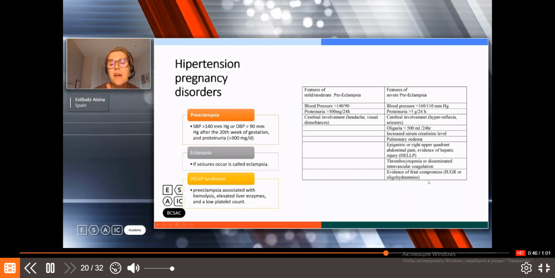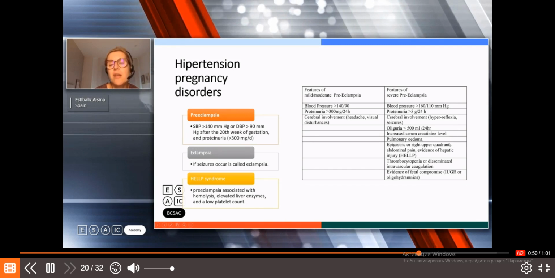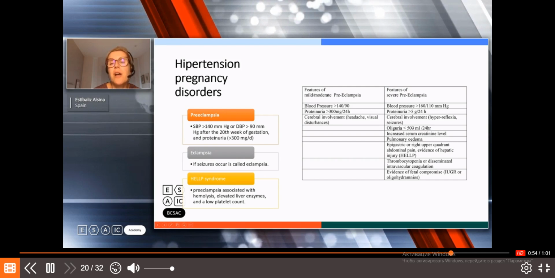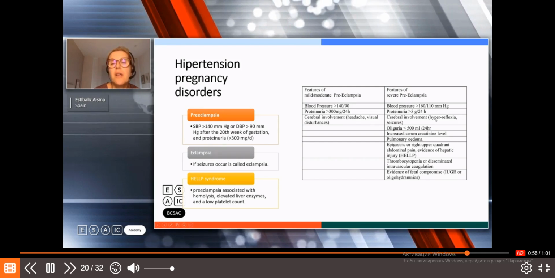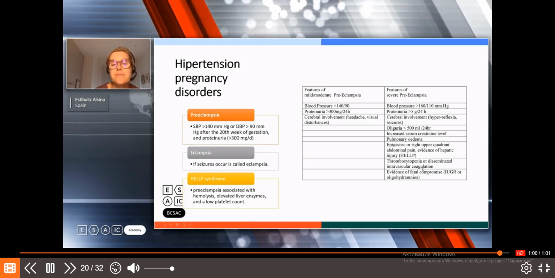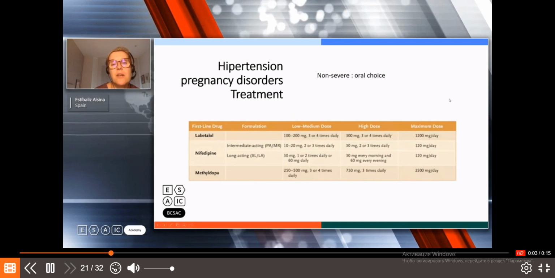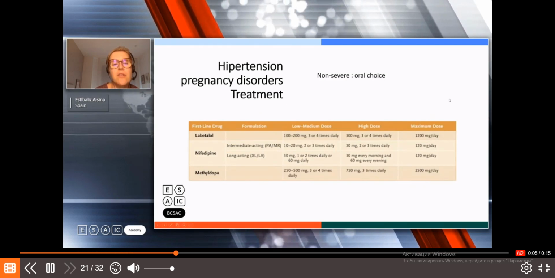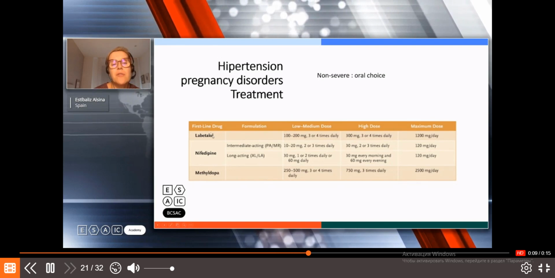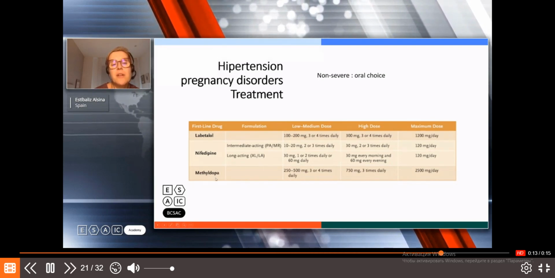Severe preeclampsia could be considered if we have pulmonary edema, if we have renal kidney failure with oliguria, and proteinuria over 5 grams. The treatment in the non-severe hypertension is with the oral choice. Right now, the most common drugs used are labetalol, nifedipine, and methyldopa.